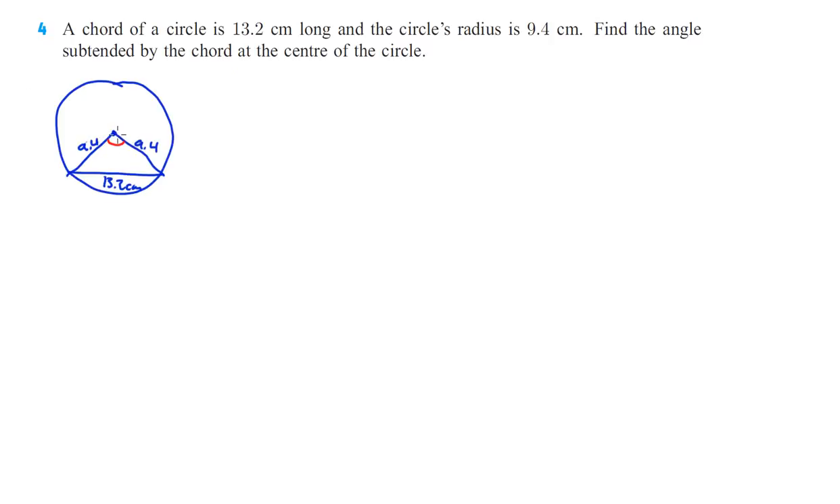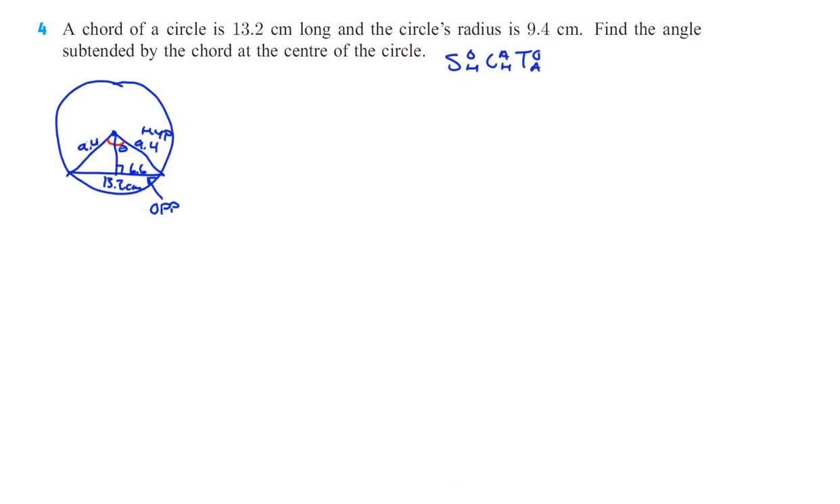So we're going to want to do what we've been doing on these other ones. We're going to cut this in half here. So then we cut this angle exactly in half, and we cut this side exactly in half. So half of 13.2 is 6.6. So if we're looking for this angle here, we'll call that theta for now. We know that this side here is the opposite, and this is the hypotenuse, right?